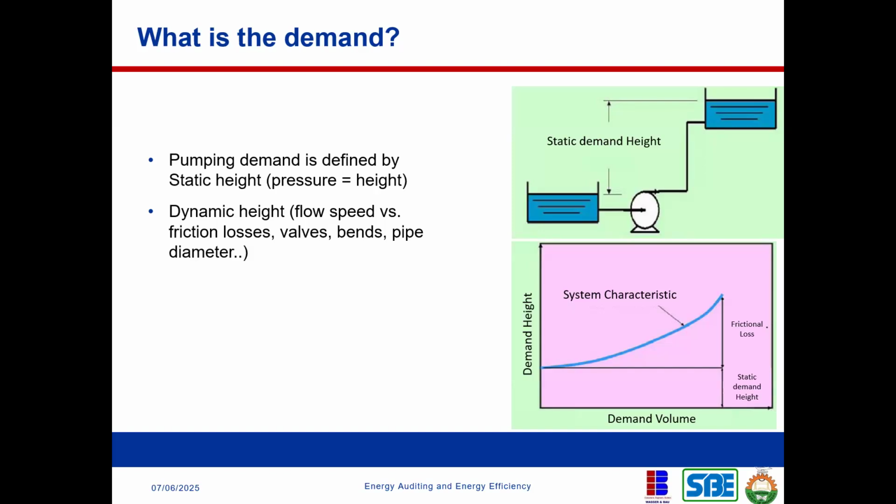So the pipe diameter is also another dynamic height that needs to be overcome, right? Now all of this dynamic height is explained in this second diagram, right? So this is your pumping starting point, and then this is your finishing point, right? But along the line there are dynamic losses: friction, bends, pipe dimensioning. So this is the second type of demand height.